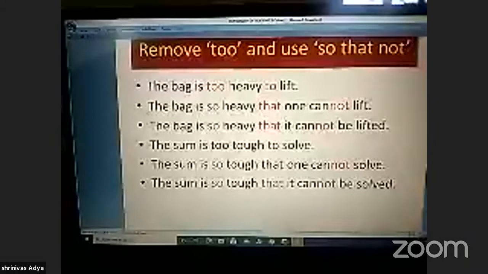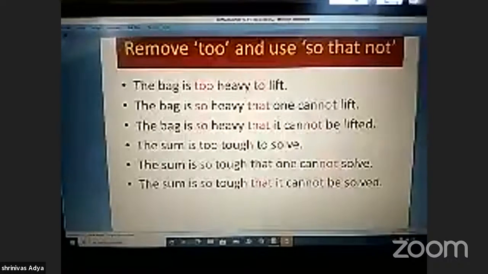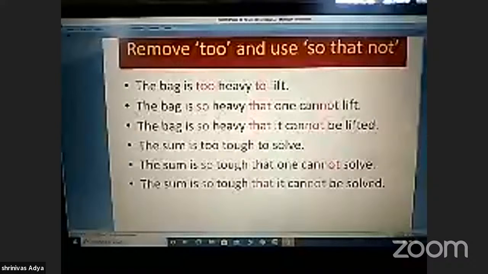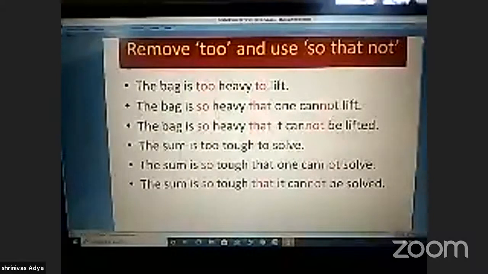See, this is what we have to discuss today. 10th A students, you also be present. This is for you also, I guess. So, this will also be useful for you. Today we will discuss how to rewrite a sentence with too and to in it, and rewrite that sentence using so that not. This is what we are to study in today's class.